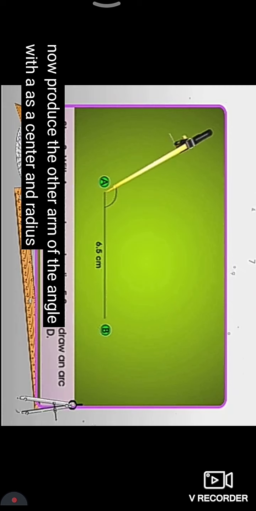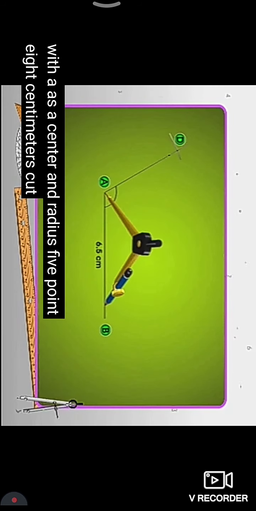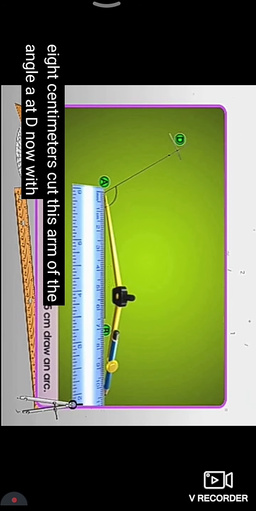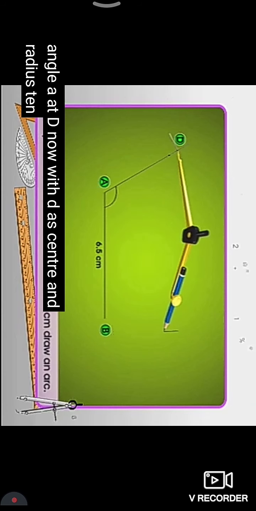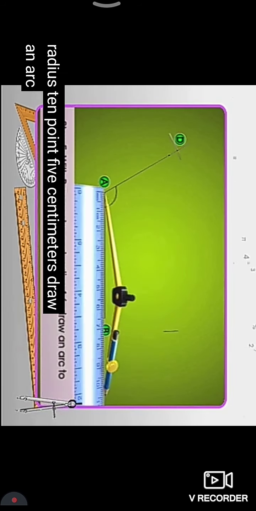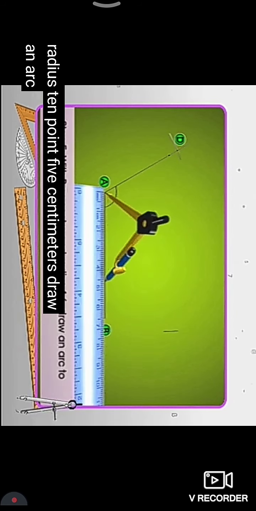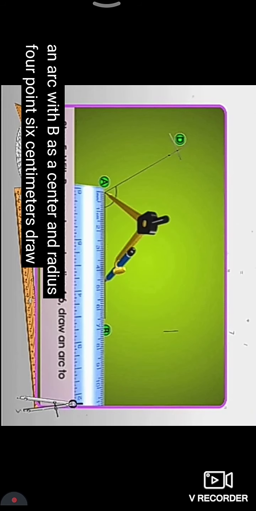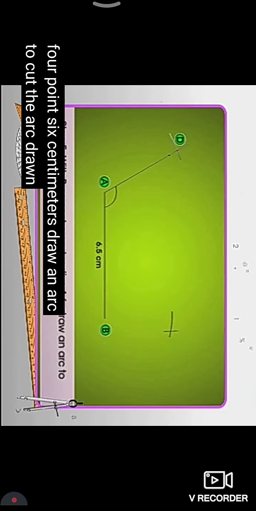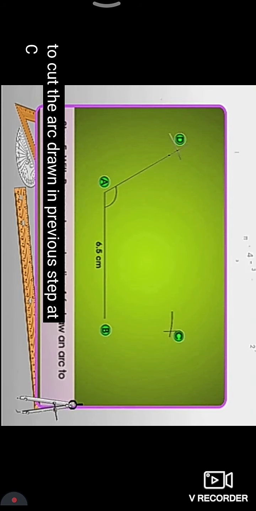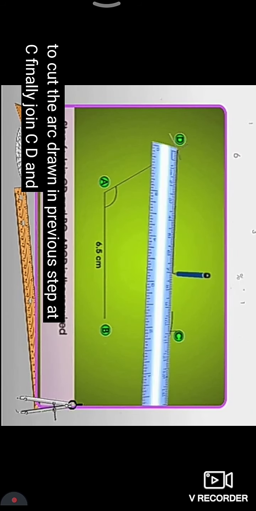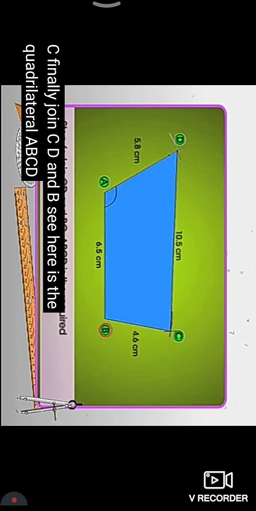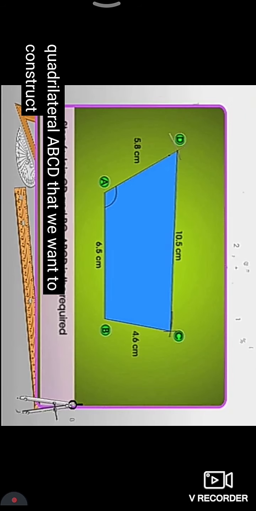With A as a center and radius 5.8 centimeters, cut this arm of the angle A at D. Now with D as center and radius 10.5 centimeters, draw an arc. With B as a center and radius 4.6 centimeters, draw an arc to cut the arc drawn in the previous step at C. Finally, join CD and BC. Here is the quadrilateral ABCD that we want to construct.